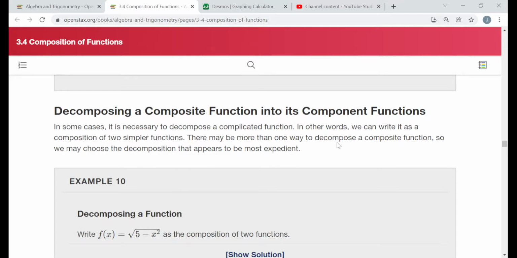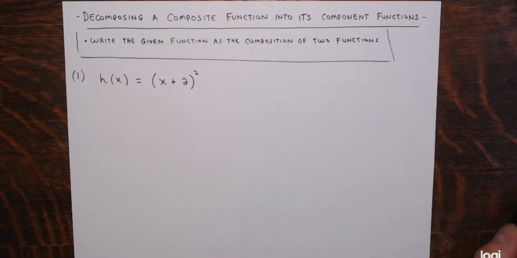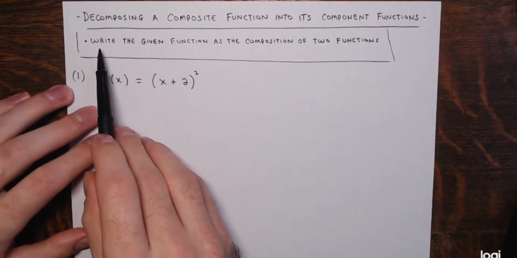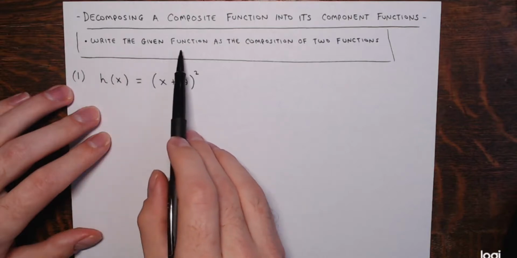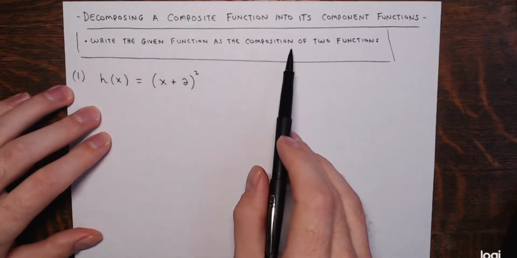Each example I'm doing is either one of the examples from the reading, one of the try it problems from the reading, or one of the exercises at the end of the section that's related to this particular objective. Okay, I have the examples written out that I'm going to be doing, and all we're asked to do is write the given function as the composition of two functions.